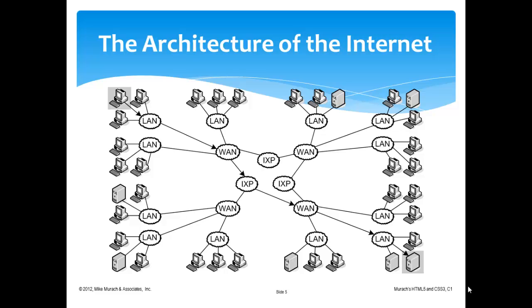Finally, the internet is a global network consisting of multiple WANs that are connected together. The ISPs connect their networks at large routers called Internet Exchange Points. These are also known as IXPs. And it is this connection that allows anyone connected to the internet to share information with anyone else.